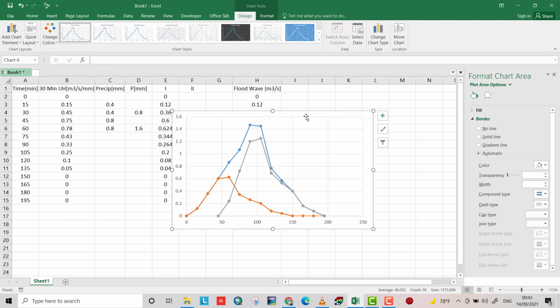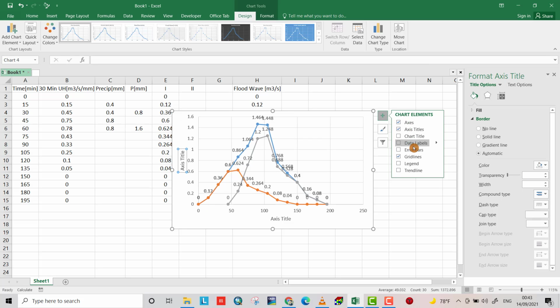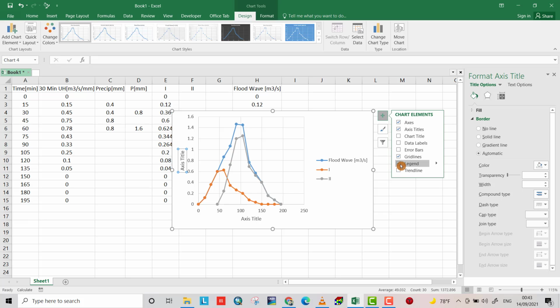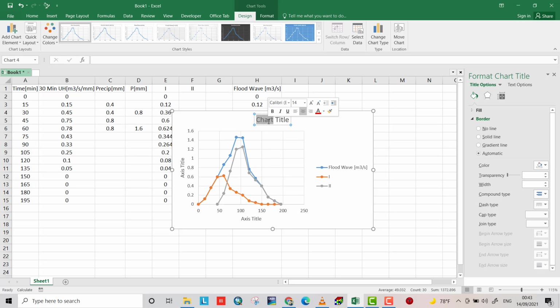Also, we can add axis title, legend, chart title. Okay, flood wave. You can write flood wave. Time in minutes. Flood in meter cube per second. Okay. Flood wave from unit hydrograph.